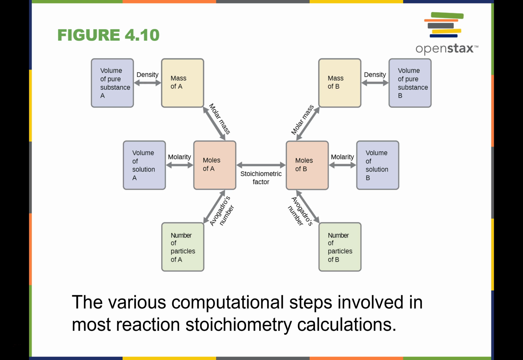So this is a very busy figure from OpenStax. It's kind of cool though. So let's look at this. If you want to go back and forth between mass and volume, you use density. This is something that we actually talked about in Unit 1. If you want to go back and forth between number of particles and moles, we use Avogadro's number. If you want to go between moles and mass, you use the molar mass. If you want to go between moles and moles, use the stoichiometric ratio or stoichiometric factor.